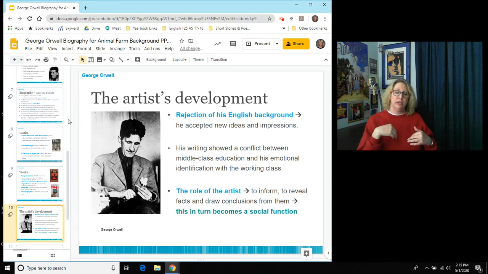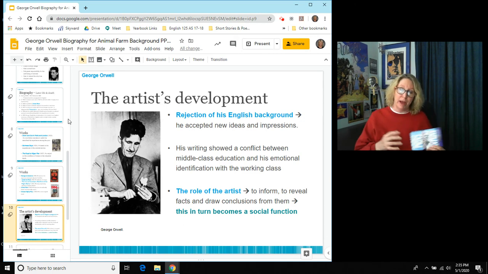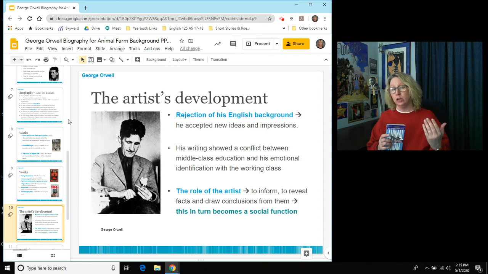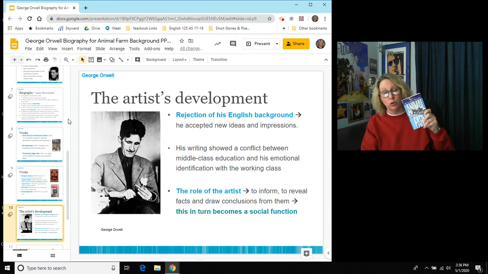But he felt like his role of himself as an artist, as an author, was to inform the public, sometimes with fictional narratives, and reveal facts about our world, satirically, and that it would help you draw conclusions between the facts and the fiction. And in turn, his role as an artist became a social function. So he is an author that as we read about animals, we're going to learn that he was really trying to teach us what we're like as humans.